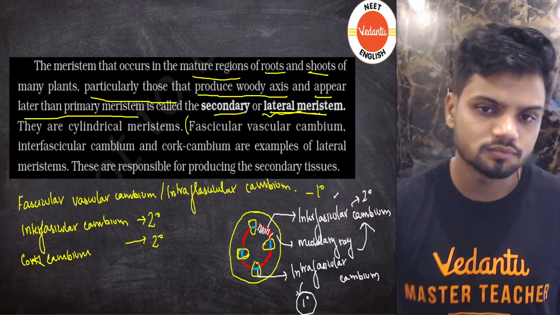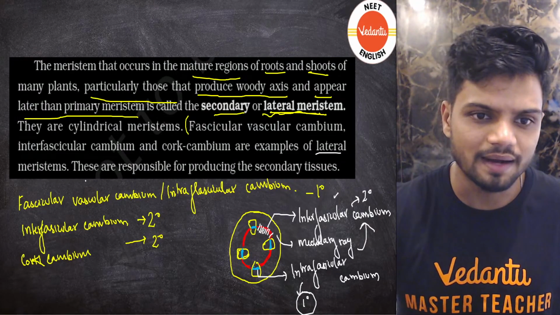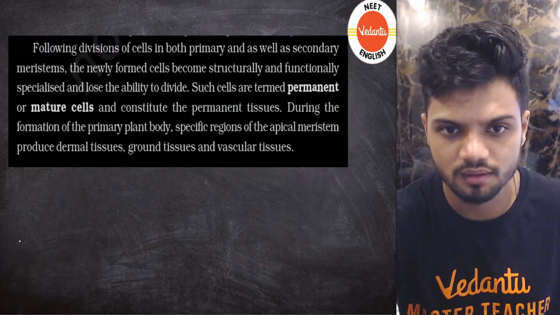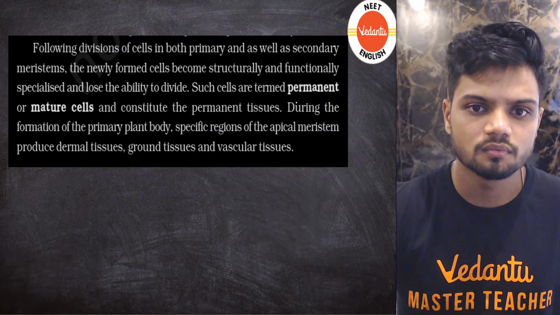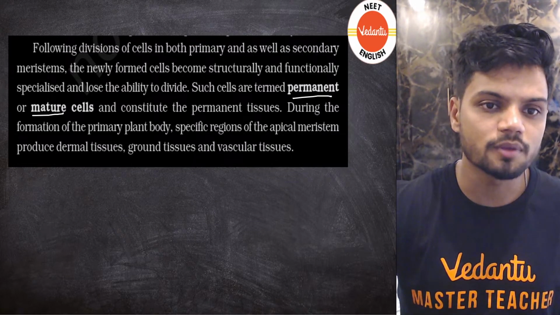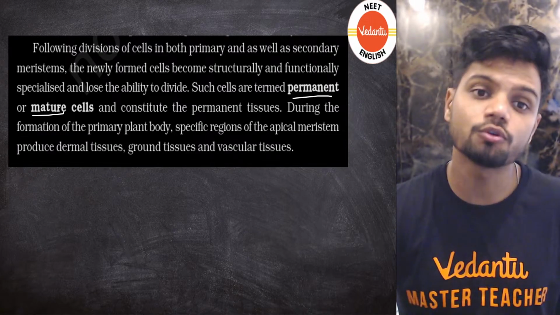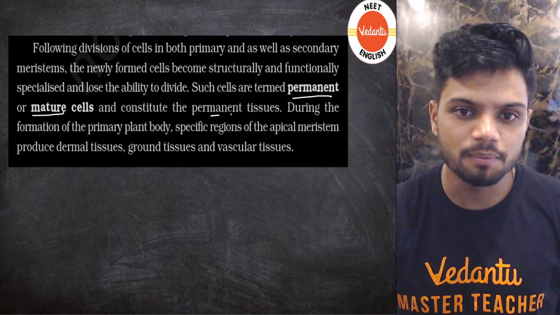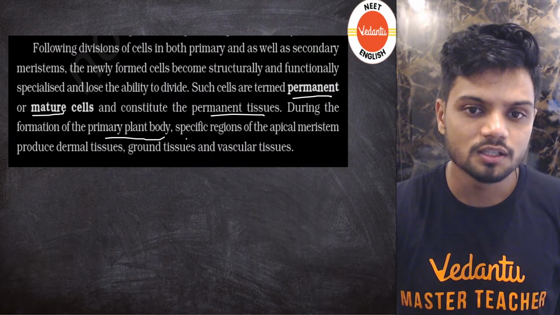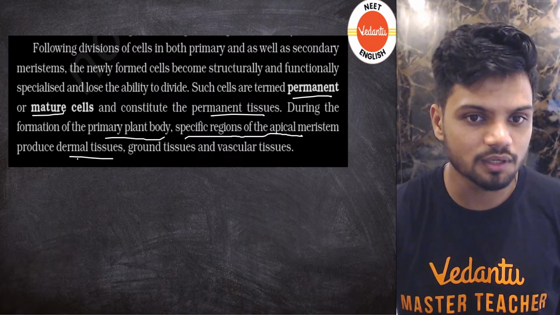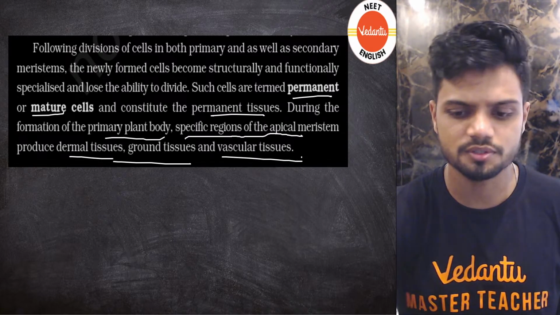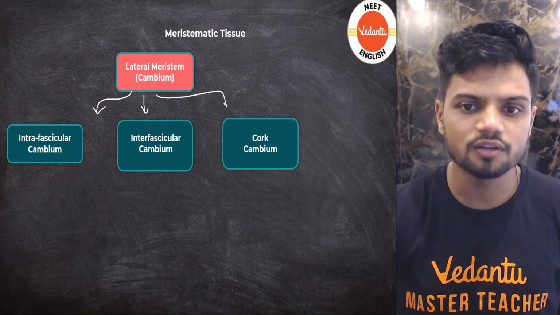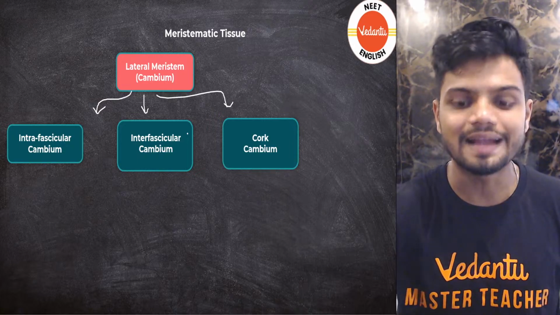Simple difference. Now, there are examples of lateral meristem responsible for secondary growth. All three are examples of lateral meristem. Now, what are permanent tissues or mature cells? Permanent tissues, the mature cells, have a fixed function. I told you in the starting, meristematic cells, permanent cells. They lost the ability to divide. During the formation of the primary body, specific regions of the apical meristem produce dermal tissue, ground tissue, and vascular tissue. Here we learned lateral meristem is of three types: intrafascicular, interfascicular, and cork cambium. Three different types of cambium under lateral meristem.